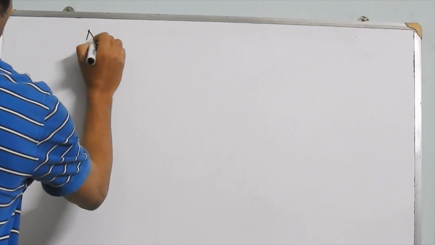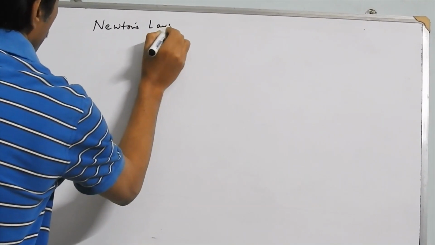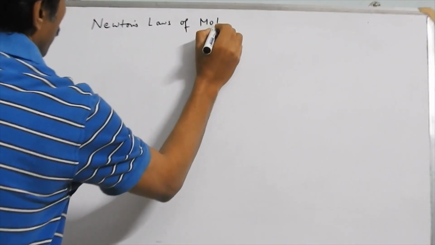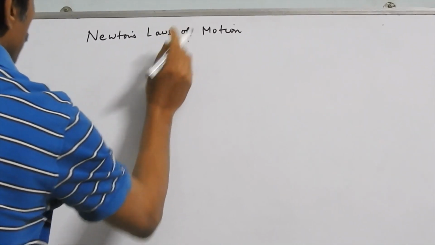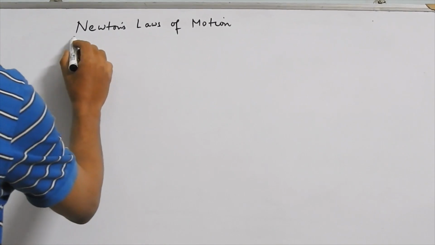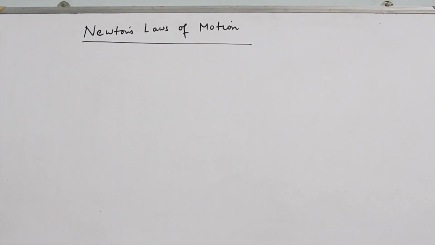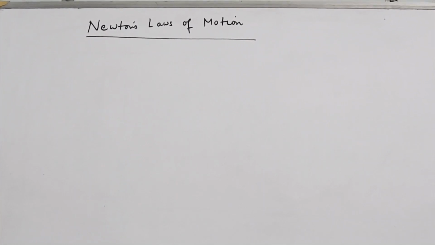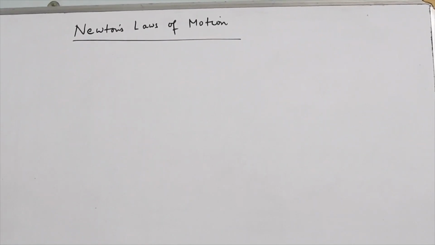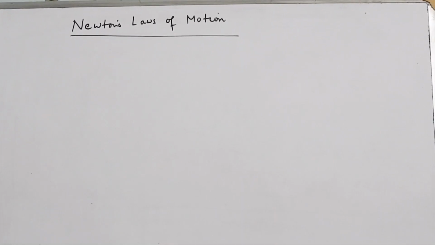We now discuss Newton's laws of motion. Before discussing Newton's laws of motion, it is important to realize what brings a body into motion. From our examples of daily life, we realize that in order to bring a body into motion, we require something which is called a force. So force is nothing but an external agent that might bring a body into motion.